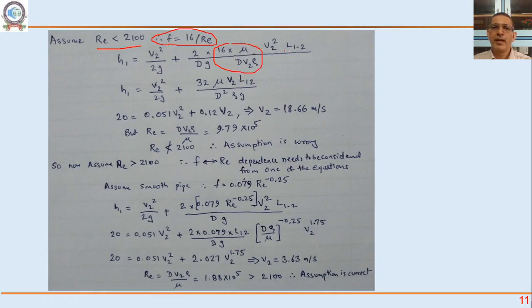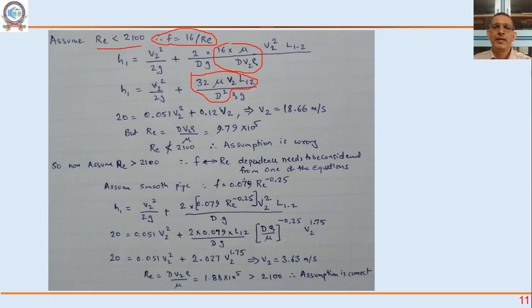Velocity square, L, D and g. That is nothing but 32 mu L. This is like the Hagen-Poiseuille equation, 32 mu L by D square. Hagen-Poiseuille equation. Okay, we'll see that as we go along. So now I can substitute 20, V2 square, that's unknown, by 2g, 0.051 V2 square. Simplify this, 32 mu, 0.001.